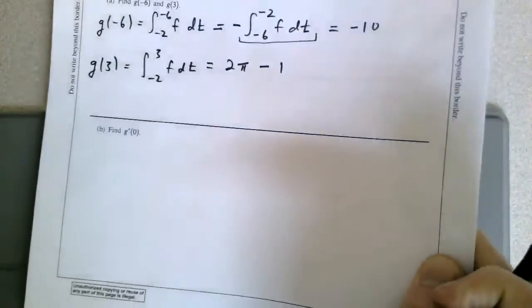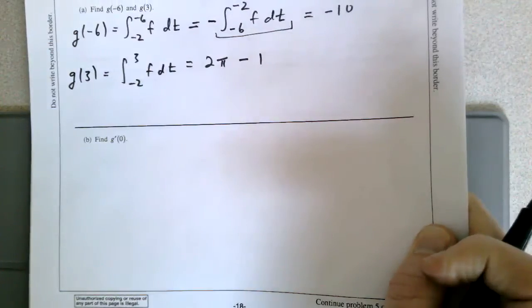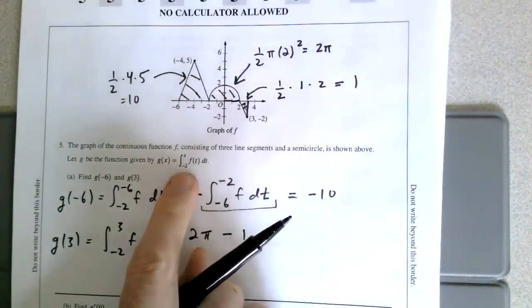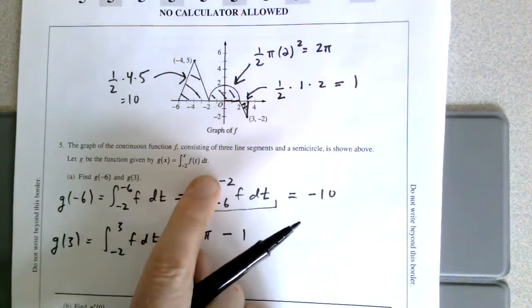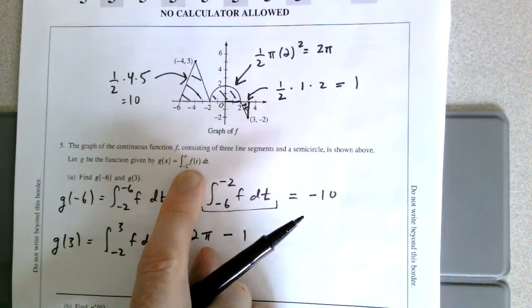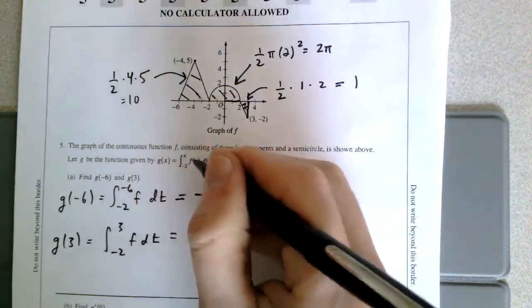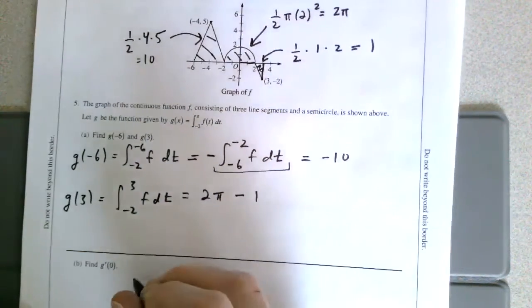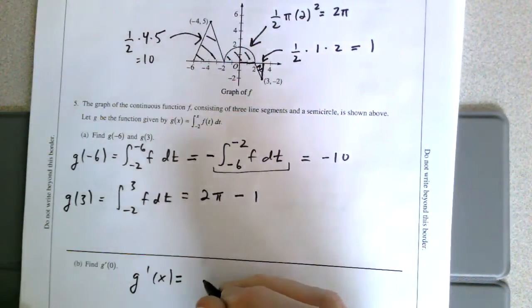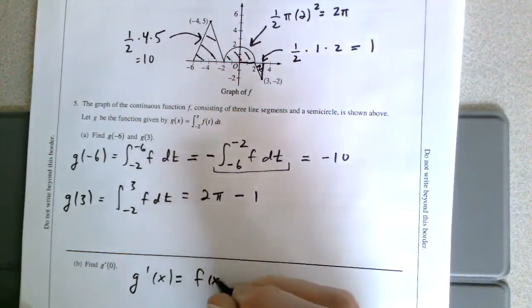Part B says find g prime of 0. So you need to find the derivative of this function and evaluate it at 0. Well, this function is an integral function. And the second fundamental theorem says when you have an integral function like this, its derivative is obtained just by taking the x and putting it there. g prime of x is nothing more than just f of x.